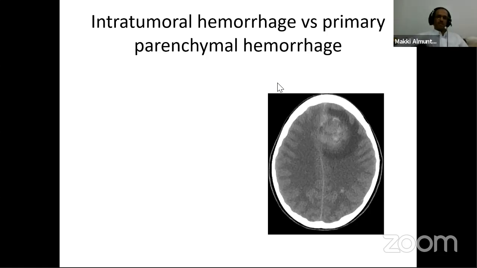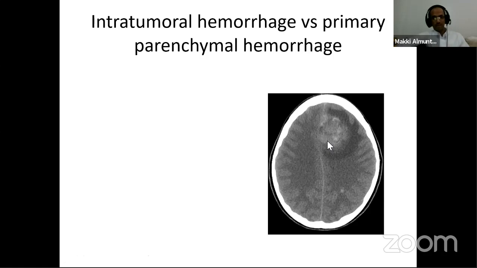How to differentiate a mass in the brain with hemorrhage from primary parenchymal hemorrhage? This is a common question, and we face it on the first exam when we see the patient with a non-enhanced CT head. But we could differentiate in many ways, either by giving contrast in the acute setting. If it enhances, then there is underlying malignancy. This is one way. Another way is to follow the lesion. If it evolved and the edema started to reduce and the hemorrhage started to dilute, then it's primary parenchymal hemorrhage.